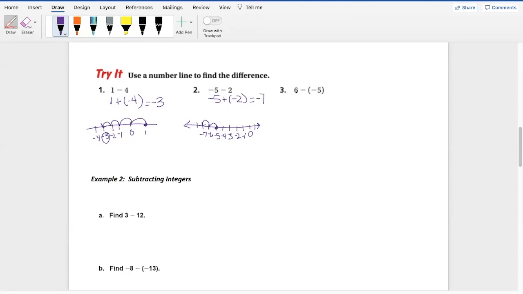All right, and then this one, 6, subtraction. So I'm going to change that to addition. It's like adding the opposite. So adding the opposite of -5 would be +5. And again, I see that when those two negative signs are together like that, subtracting a negative is the same as adding. And we know that 6 plus 5 is 11.